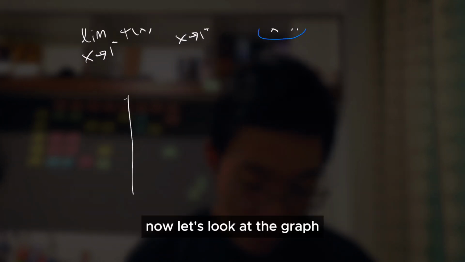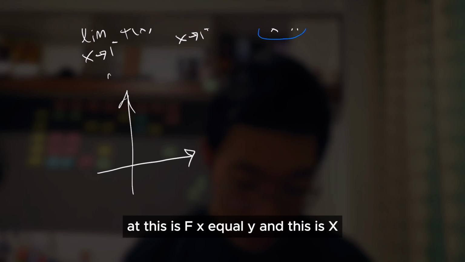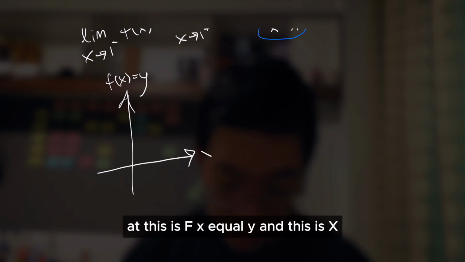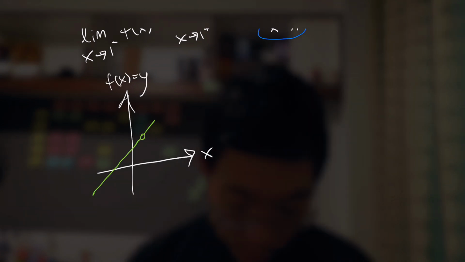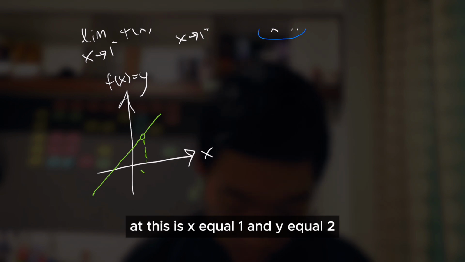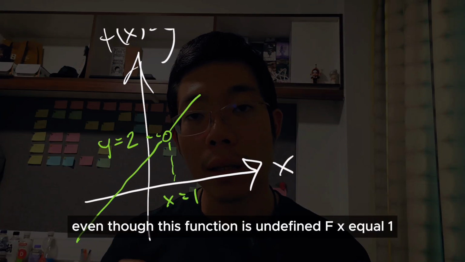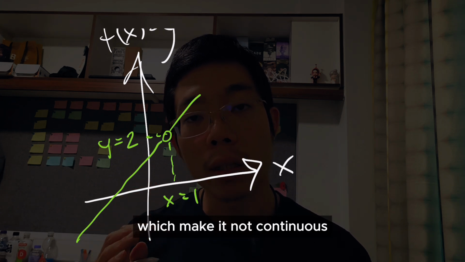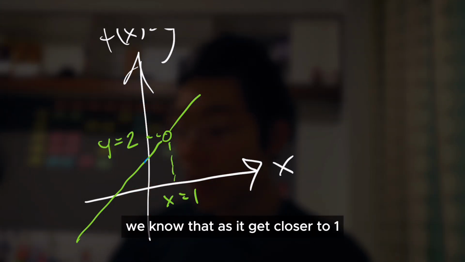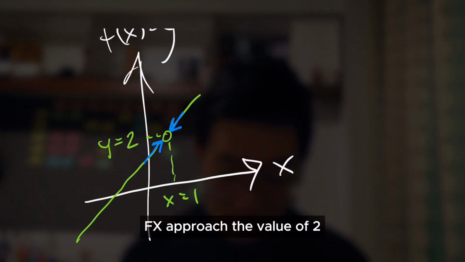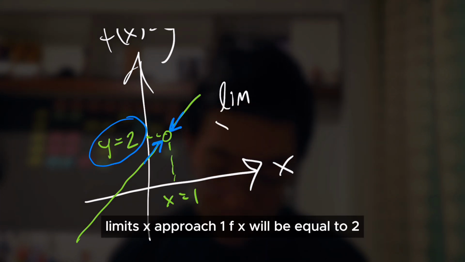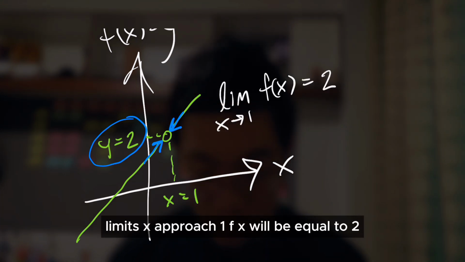Now let's look at the graph. As this is f(x) equals y and this is x, we will get something like this. As this is x equals 1 and y equals 2. Even though this function is undefined at x equals 1, which makes it not continuous, we know that as x gets closer to 1 from the left and right side, f(x) approaches the value of 2. Limit x approaches 1 of f(x) will be equal to 2.